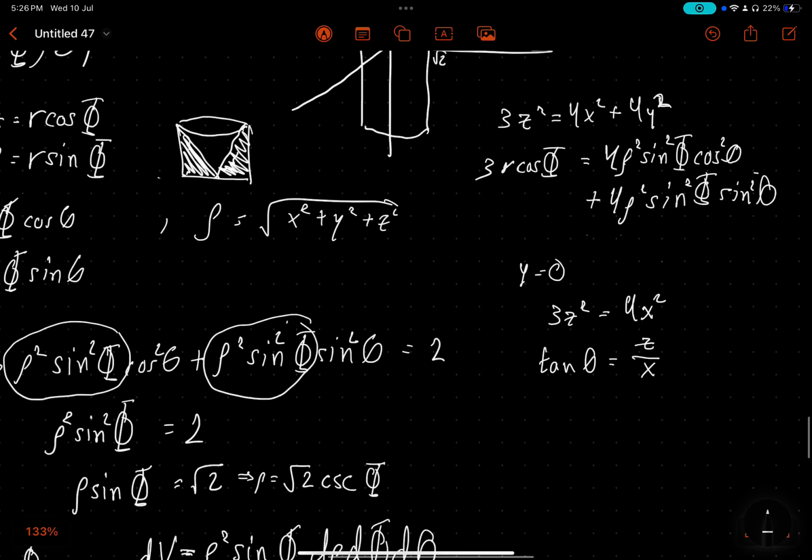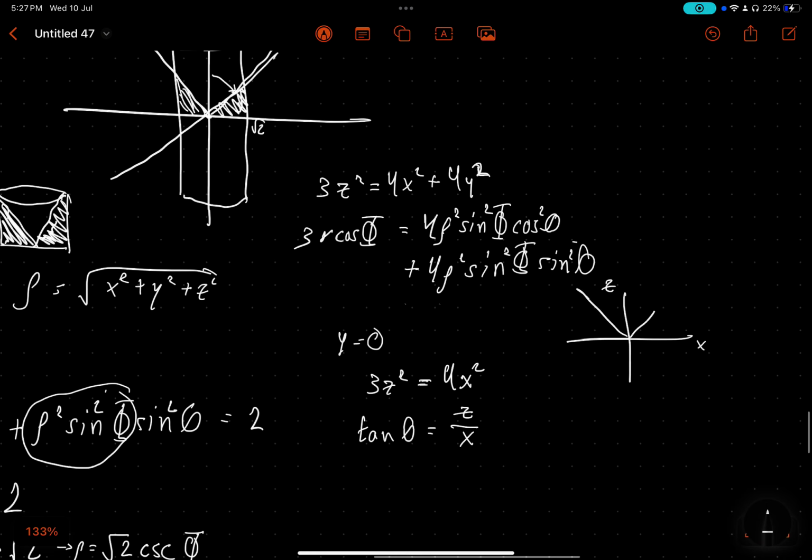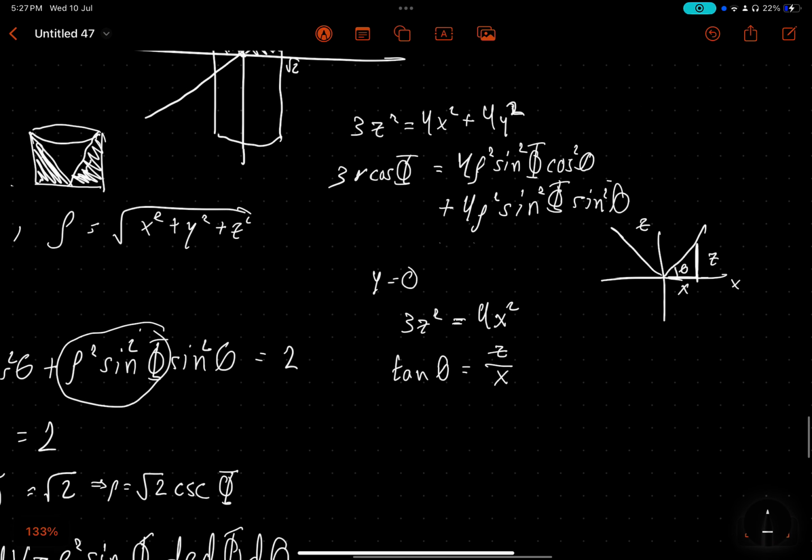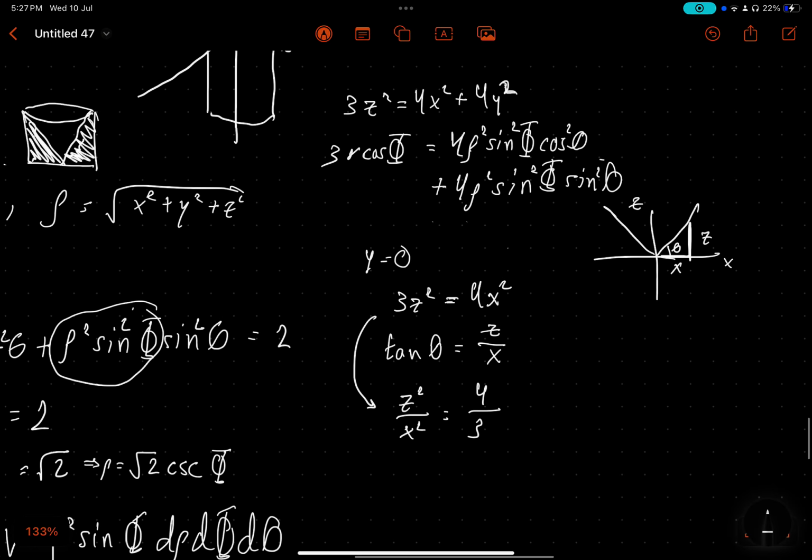Okay, and so if we let y equal 0, we're gonna have the xz plane, something like this. Now this is z, this is x, and this is theta, so tan theta is z over x, yes. So if we come back here, z squared over x squared equals 4 over 3, and taking the square root gives us z over x equals 2 over root 3.